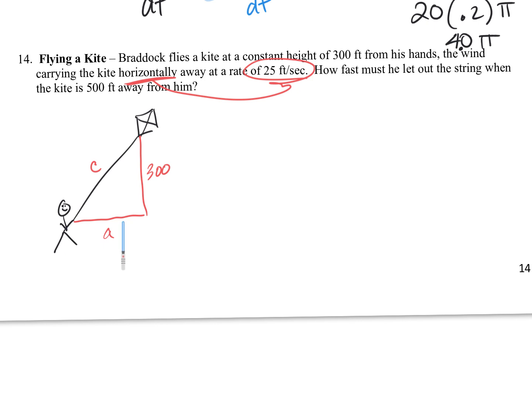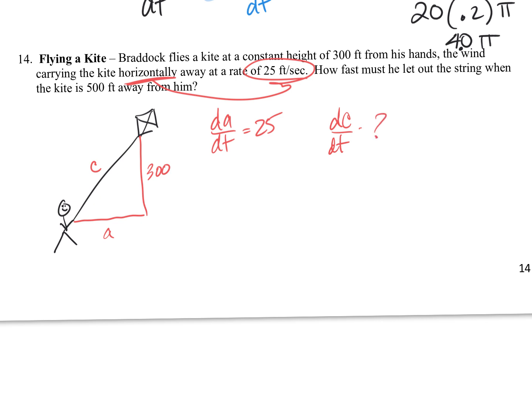Horizontally. Do you agree that's my A? Say that again. dA/dt. It's that rate. Very good. So we do know dA/dt is 25. How fast must he let out the string? Where's my string? A, 300, or C? C is my string. How fast must he let out that string? dC/dt. Okay, sir. That's what he wants, right?